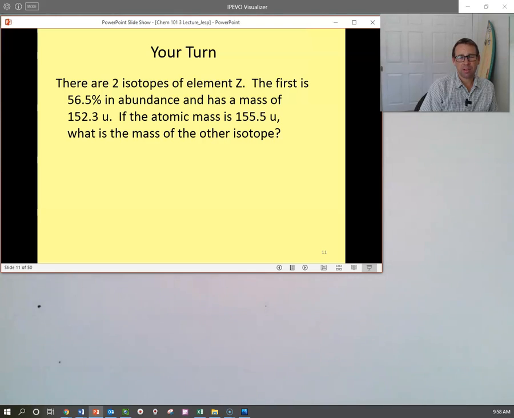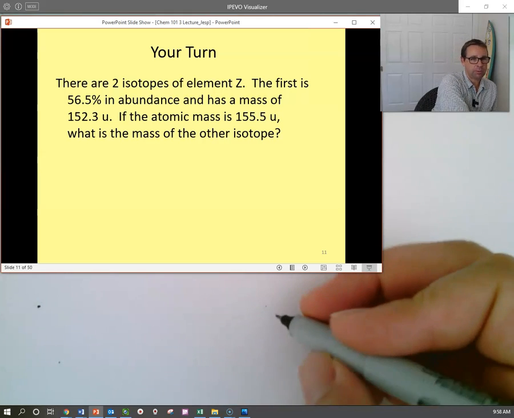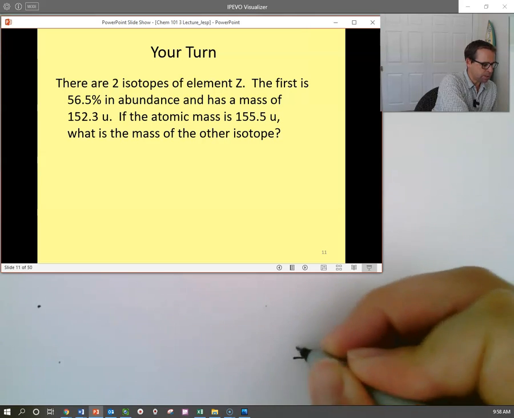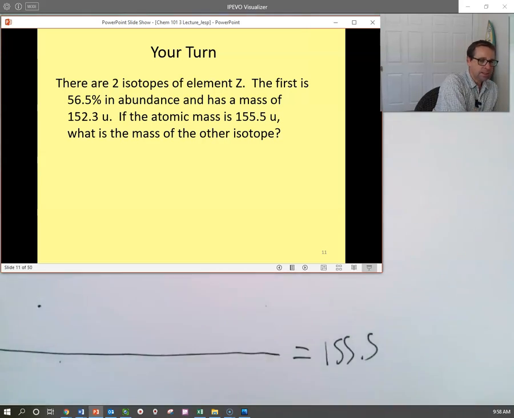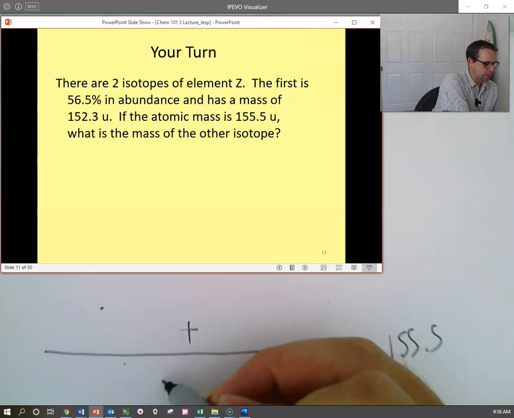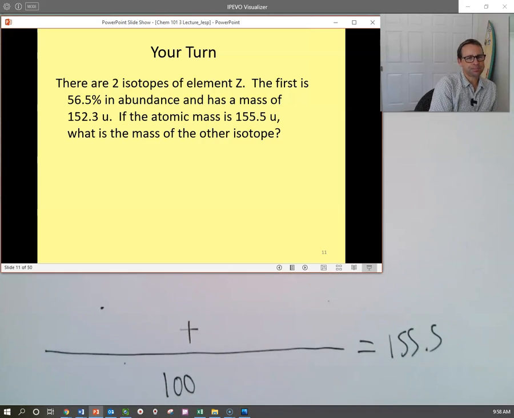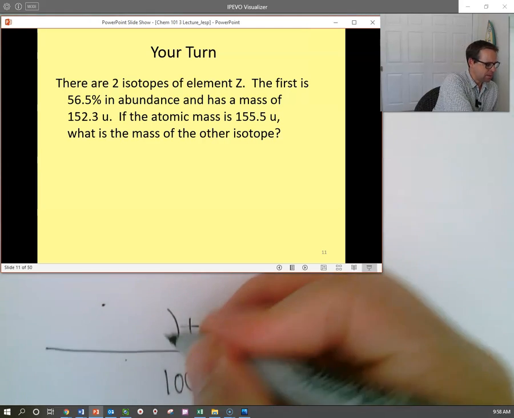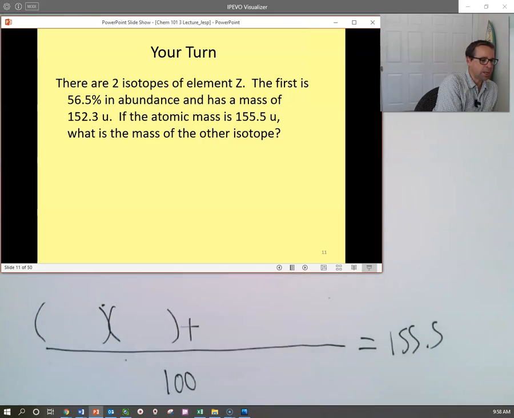All right. So we have to set this up very similarly, the same way, but this time we're not looking for the average mass. They've told us that the average mass is 155.5. So I'm going to write that down here. The average is 155.5. That's what we were looking for last time. And this time, we want to find the percentages of the two different isotopes, add them together, and again, divide by 100. All right. Can you see the mass and the percentage of the first isotope?